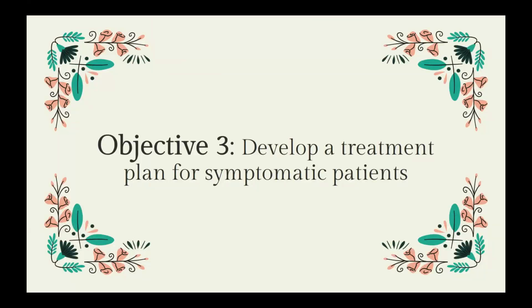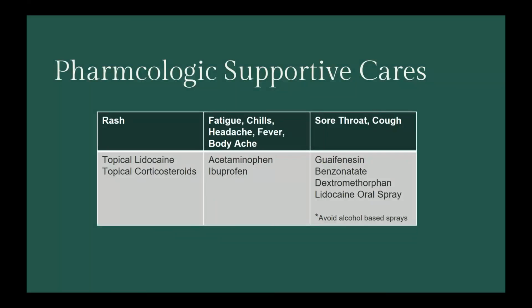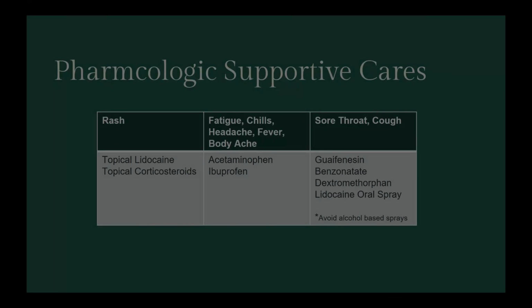Leading to objective number 3, develop a treatment plan for symptomatic patients. So always first recommend supportive care for symptom treatment. For a rash, you can use topical lidocaine or corticosteroid products. For fatigue, chills, headache, fever, or body aches, we recommend Tylenol or ibuprofen. And for sore throat and cough, you can recommend some cough suppressants, mucolytics, or oral numbing spray to help. Note that most of these products are available over the counter at your local outpatient pharmacies.